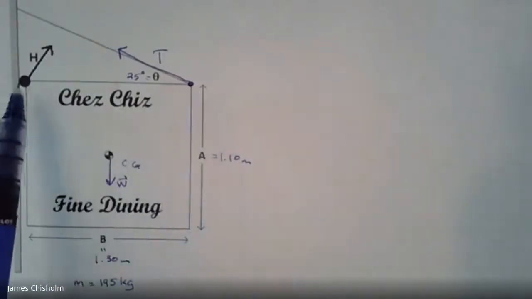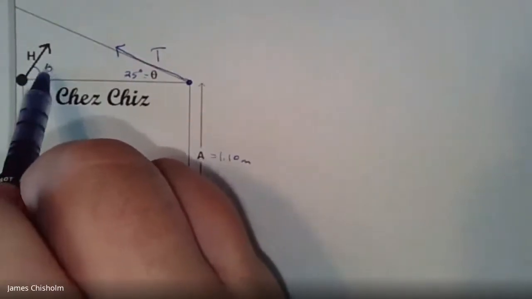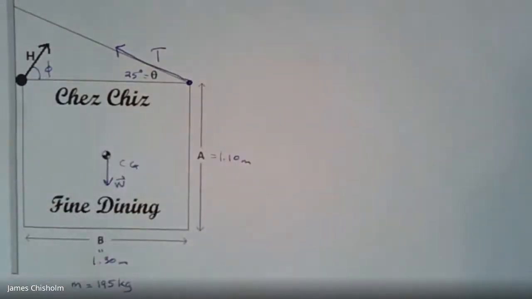So we have the tension T, we have the hinge force here that makes some angle, and we don't necessarily know what that angle is yet. That's one of the things we're going to try to find, and we'll call that angle phi. Introduce more Greek letters. And then we have the weight here.